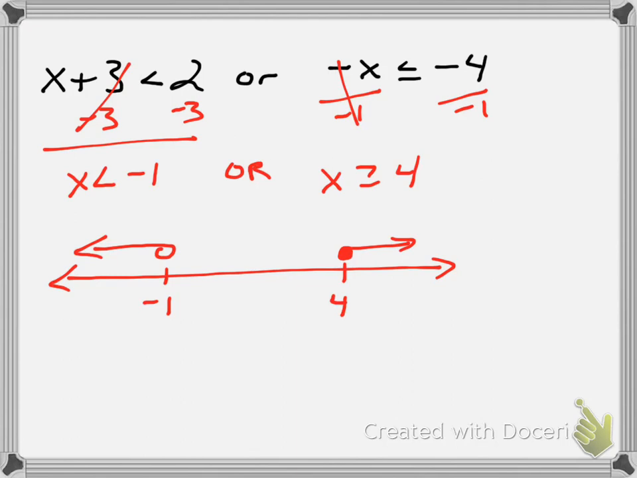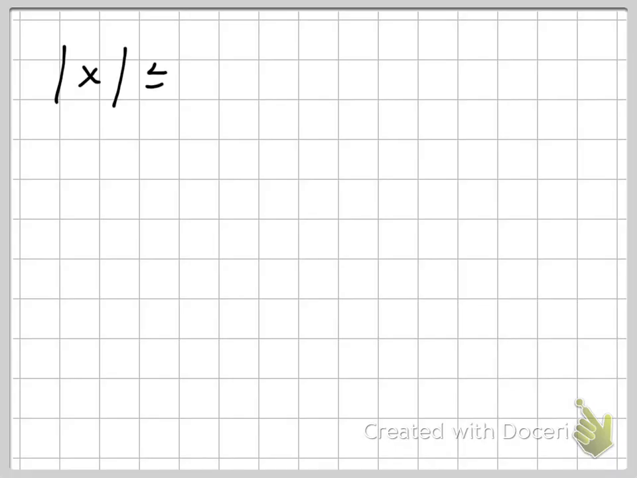All right. Now let's do an absolute value inequality. First thing we have to do is determine whether or not the absolute value inequality is going to be an AND problem, which would be a skateboard graph, or an OR problem, which would be a pigtail graph.